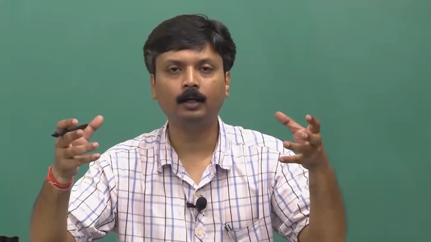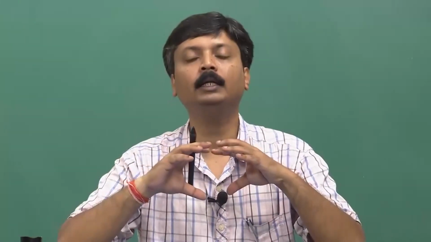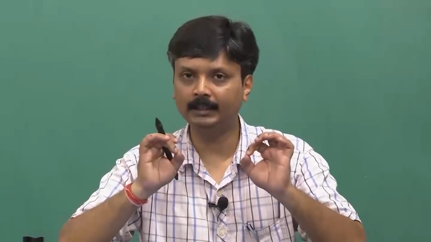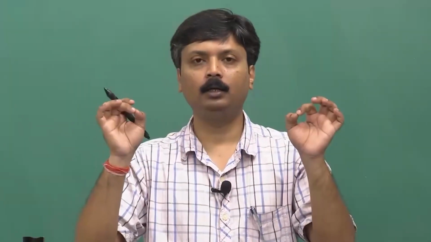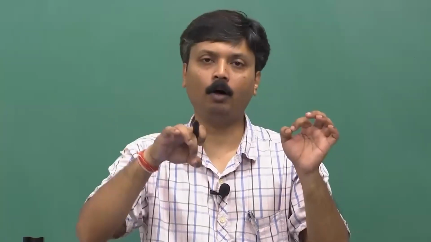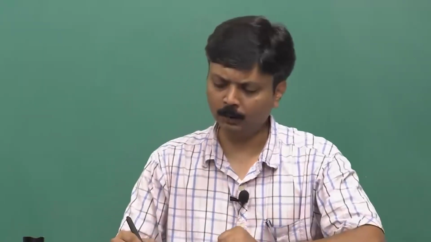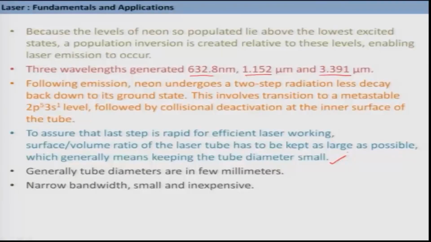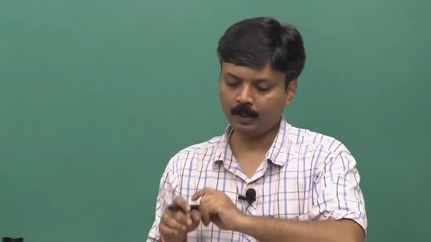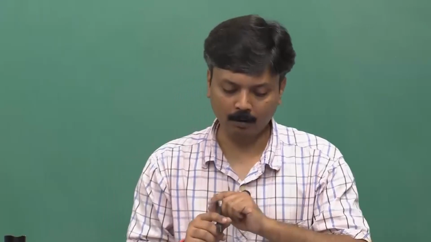So this container essentially is a tube, a cylinder. What you need to do is increase the surface to volume ratio, which essentially means that you reduce the diameter of this cylinder, right? So that is what is stated here. The tube either has to be extremely long, and also the diameter should be extremely small. A practical number would be a couple of millimeters, 1 to 2 millimeters, the diameter I am talking about.